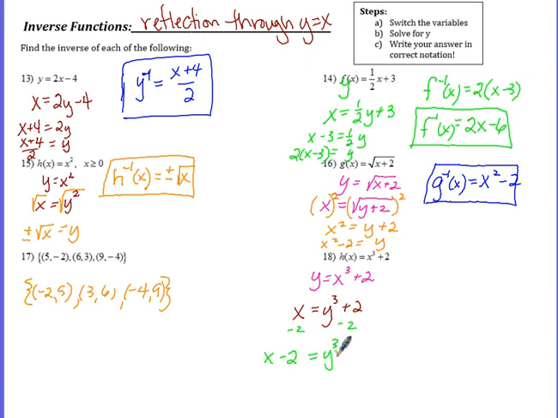How do we get y by itself? Well, we remember this from last unit. Raise both sides to the 1/3 power. So we now can say y equals the cube root of x minus 2. But wait, that's not how we started. We didn't start with y's, we started with h's. So let's put this in proper notation. The inverse of the h function is the cube root of x minus 2.